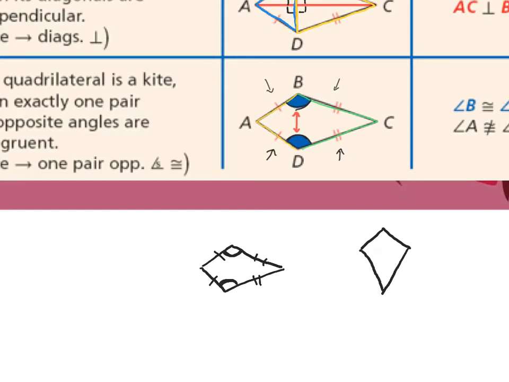Let's say I've got a kite that looks like this, and I see that the left and the right are congruent to each other. That must mean that that angle is in between the 2 non-congruent sides, allowing me to do that. So the angle helps me find the congruent sides. The congruent sides help me find the angle.